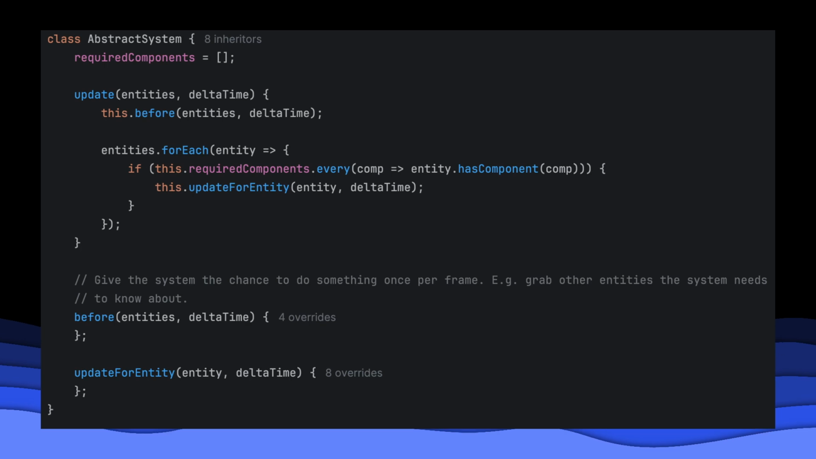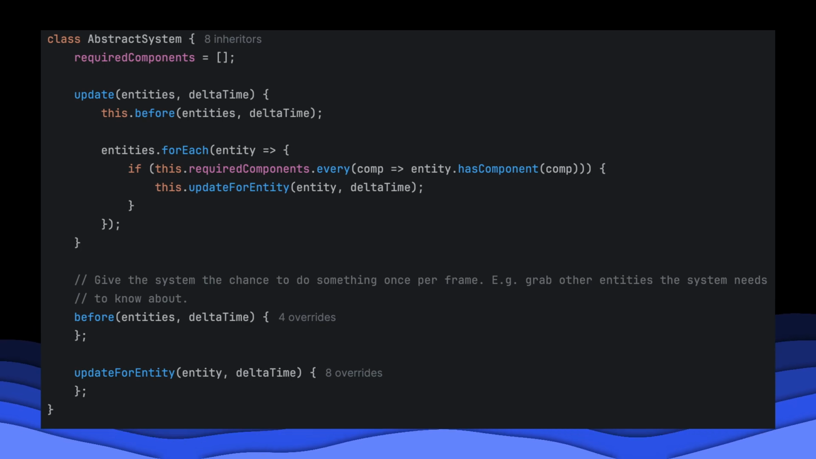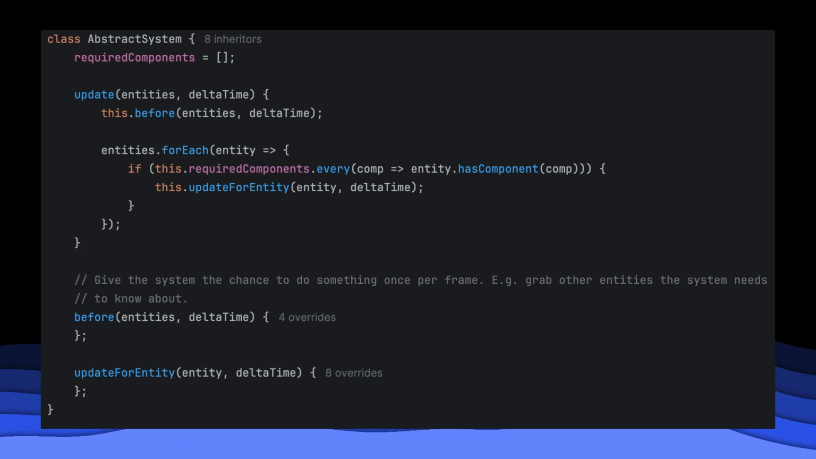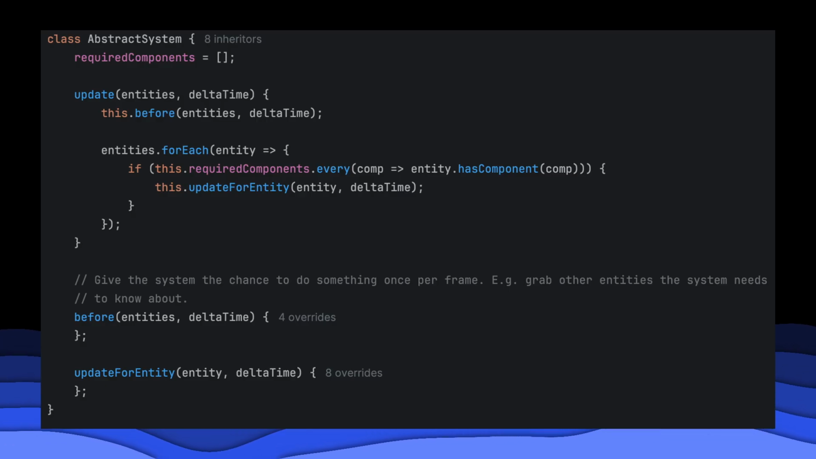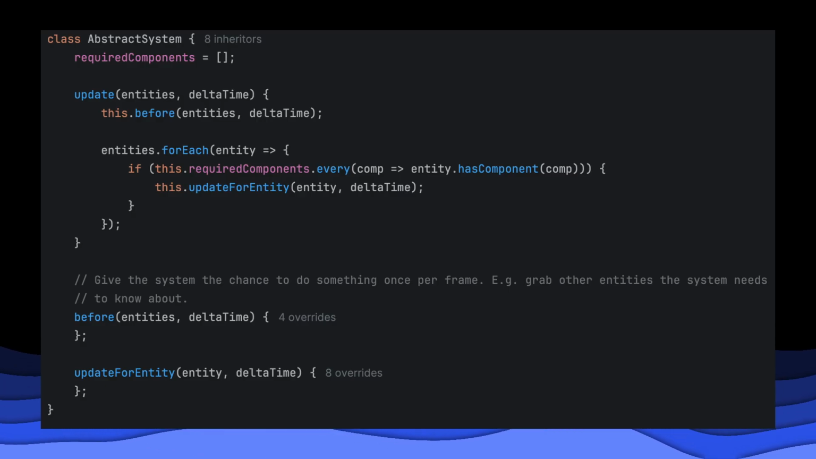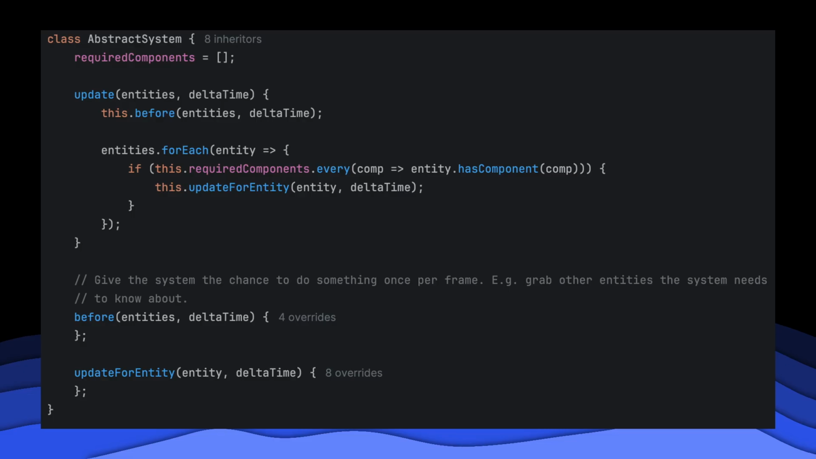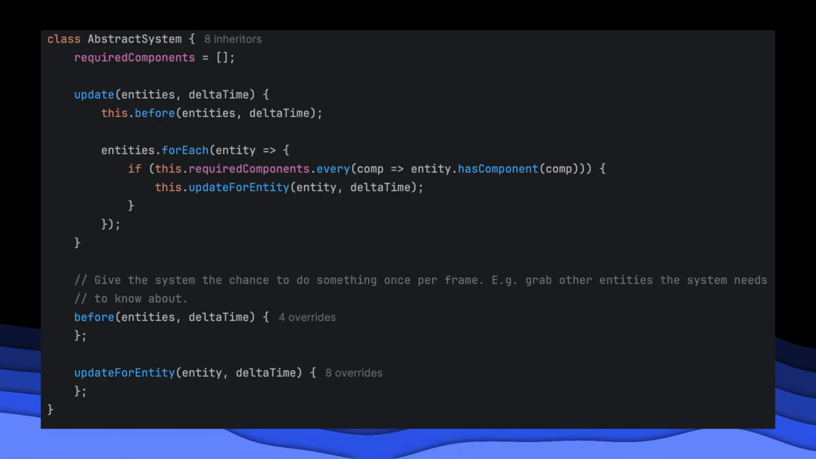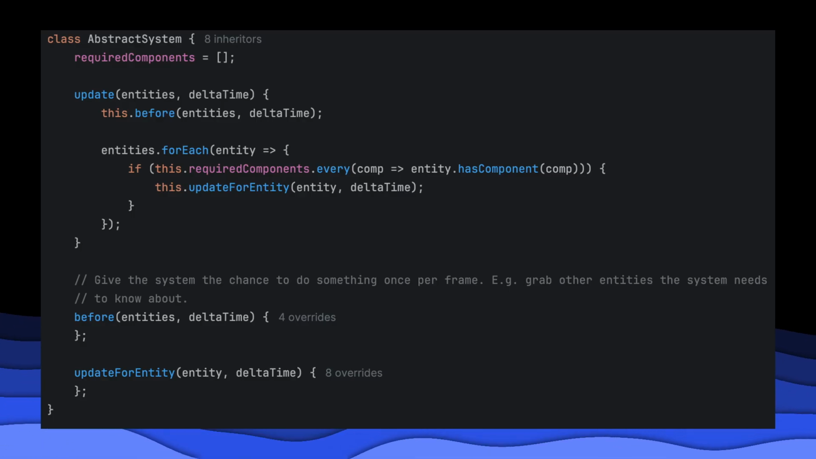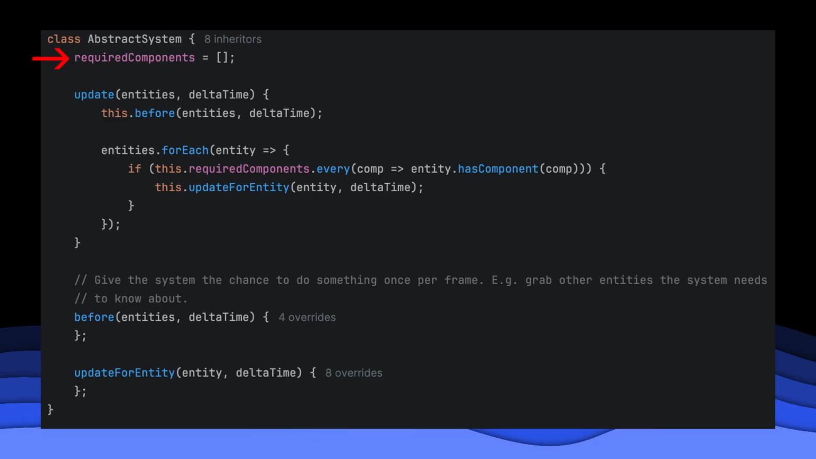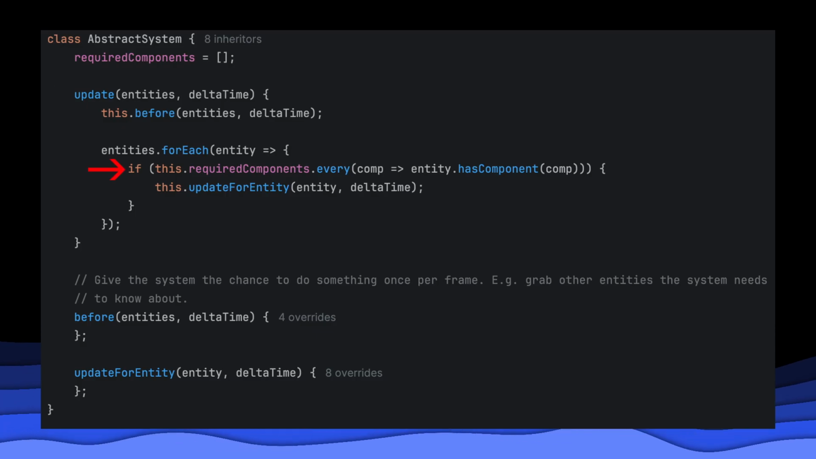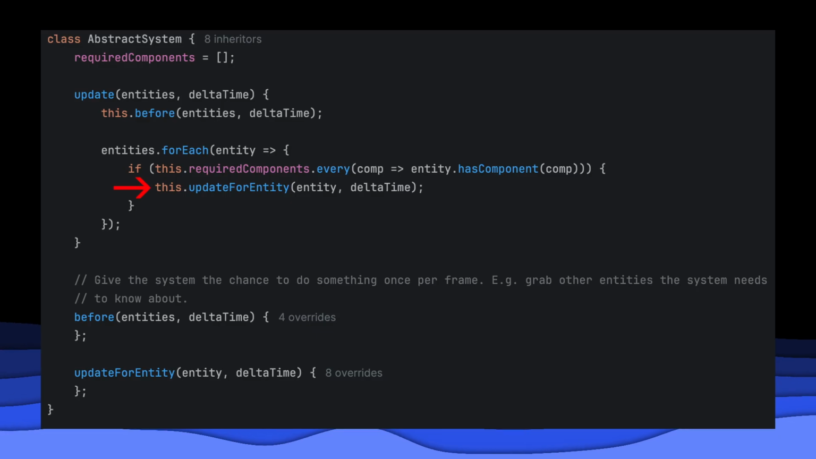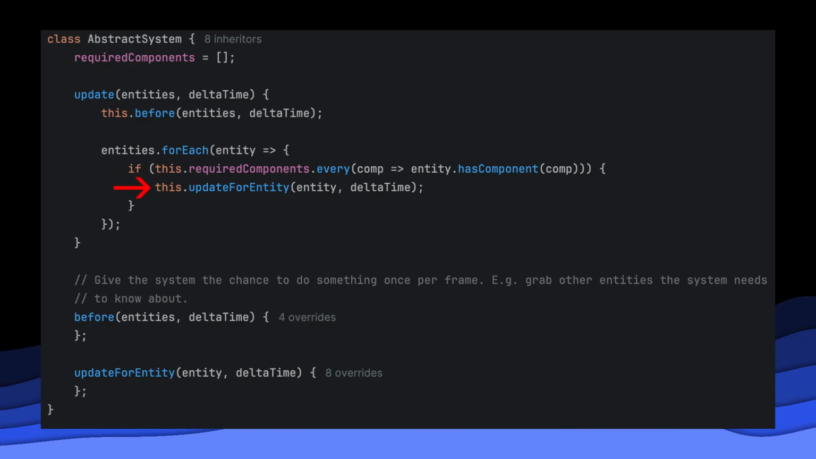We have an abstract system class that all systems inherit from using the template method pattern. I know I was ragging on inheritance before, but I think the template method pattern is a legit use case for inheritance. Anyway, each system registers the components it's interested in by putting them in the required components array. In the update method, we filter the entities for the ones that have the required components before calling the update for entity method for each matching entity.